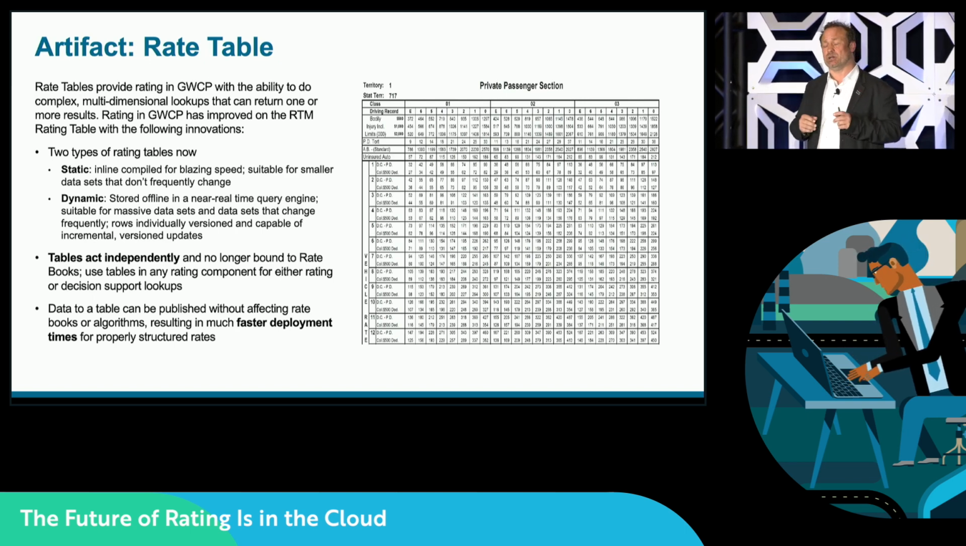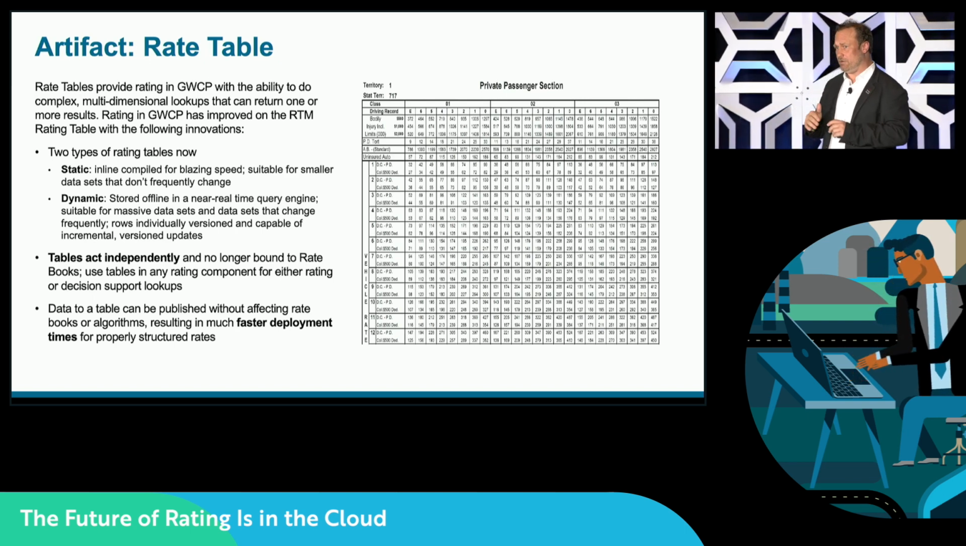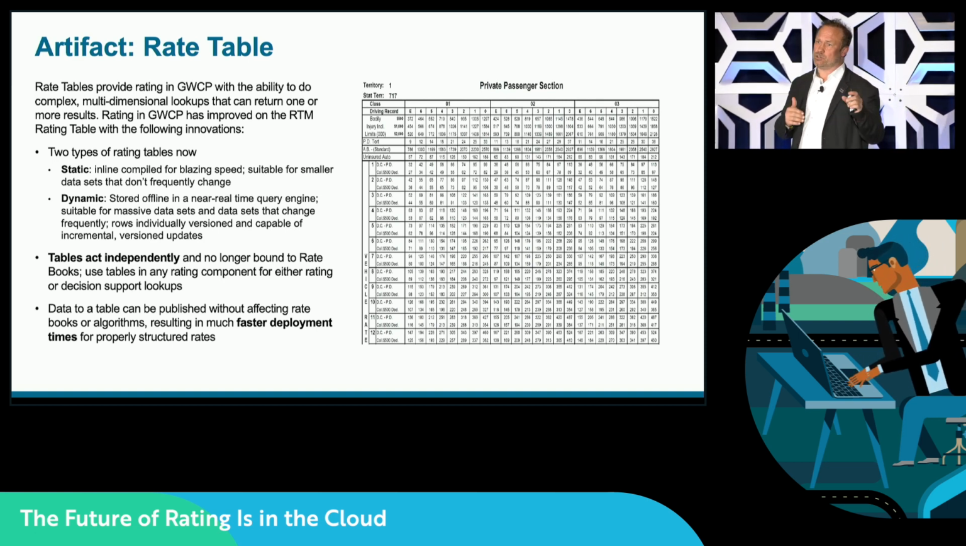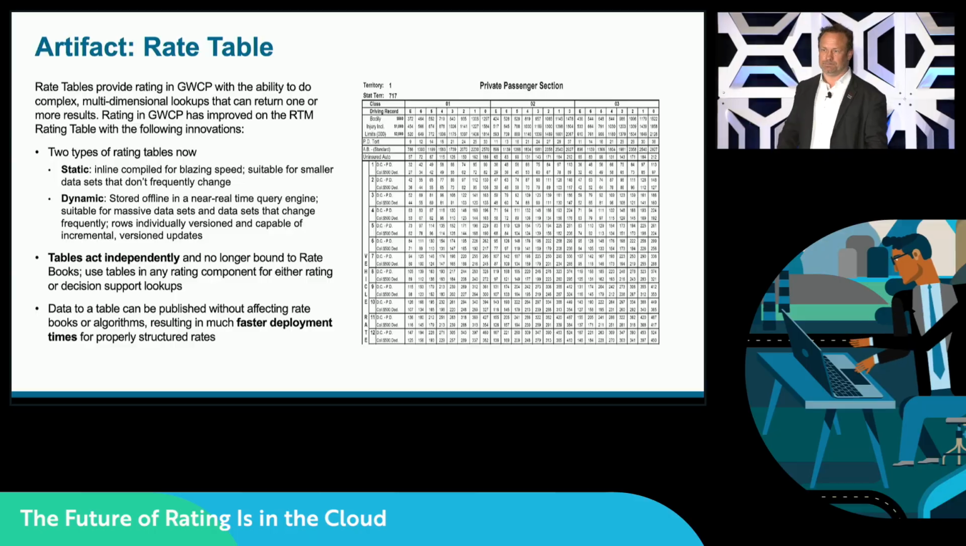The other neat thing about rate tables that we're doing is individually versioning the rows in dynamic tables. What that's going to let you do in large data sets is incremental updates. So now you don't have to republish a million rows every time you add a value. You can just add the value, and you can add the value by API or through the Rating Workbench.